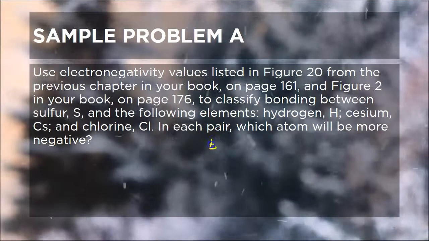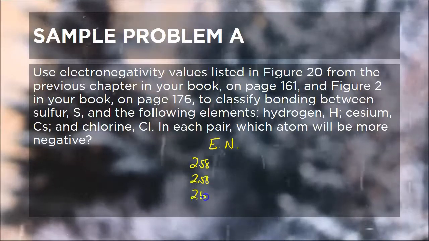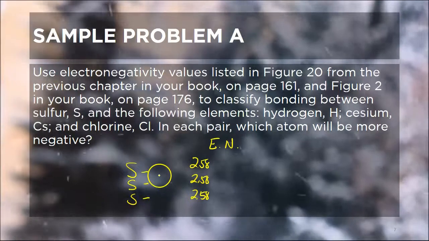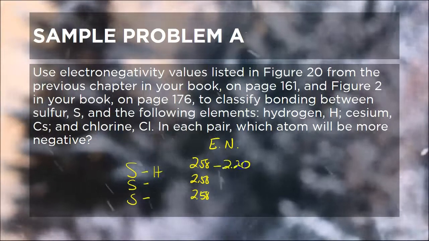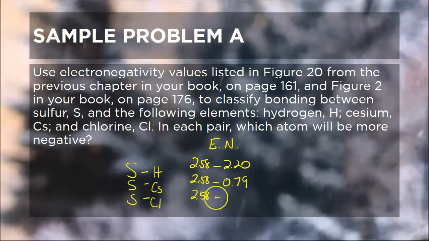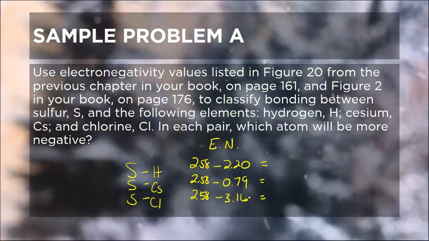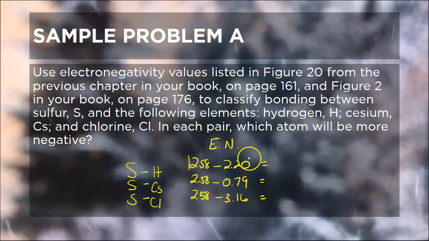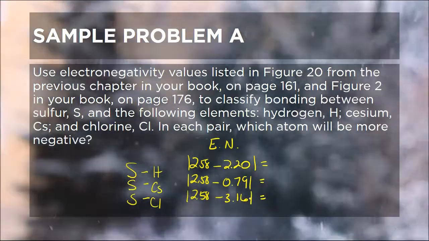So again, electronegativity at 2.58 for sulfur, which was bonded with hydrogen, which had an electronegativity of 2.20, cesium and chlorine, which were 0.79 and 3.16. So we can actually subtract those values to figure out the difference in electronegativity. And really all that matters is the positive difference. So I'm just going to take the absolute value of those.